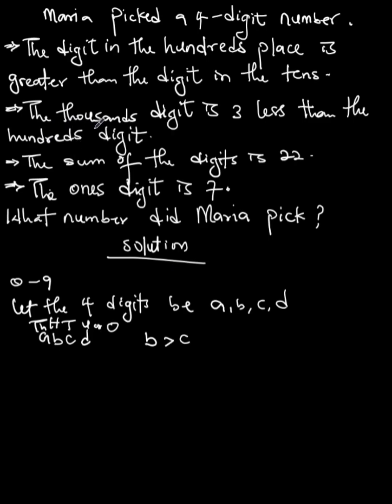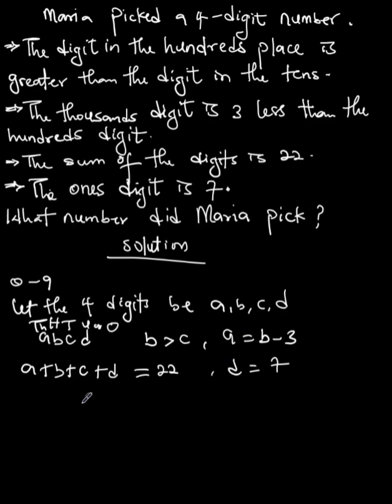Now we're told that the thousands digit is 3 less than the hundreds digit. So A is 3 less than B, which means we take away 3 from B: A equals B minus 3. Then the sum of the digits is 22. That is A plus B plus C plus D equals 22. And finally, we're told that the ones digit is 7. That is D, so D equals 7.